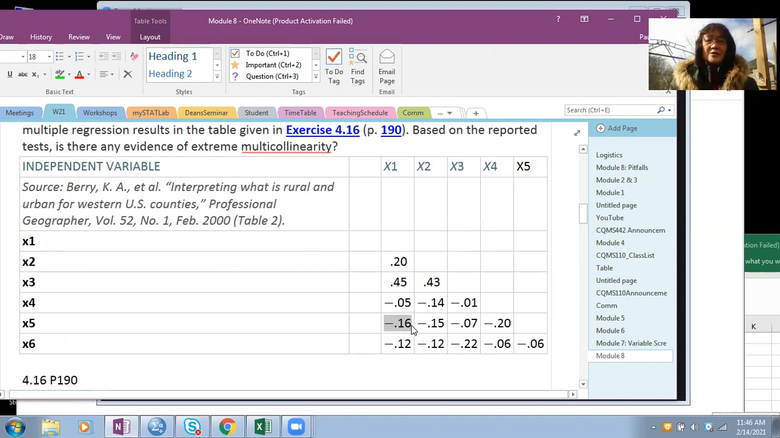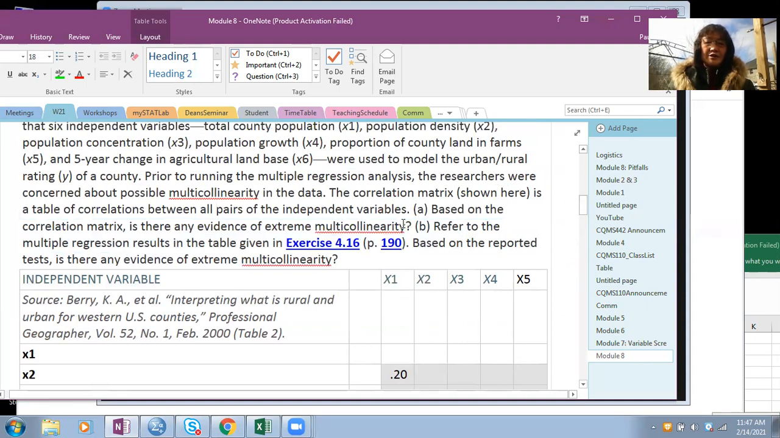If you have a correlation greater than 0.5 or smaller than negative 0.5, we may consider there is a correlation between those two variables. But in this table, we do not have any value greater than 0.5 or smaller than negative 0.5. So we conclude there is no correlation among these 6 variables. So the final answer to question A: no correlation.